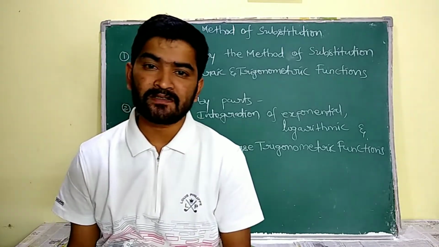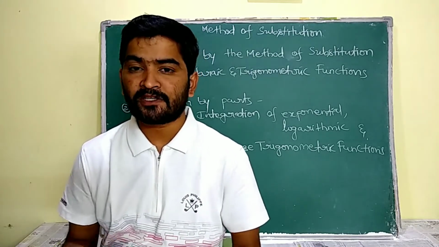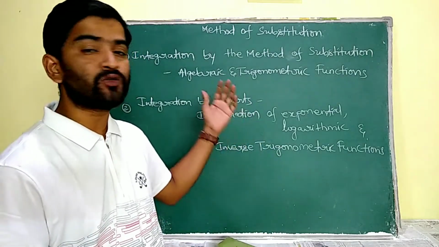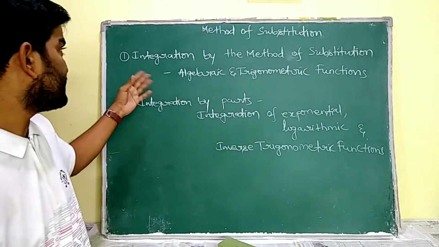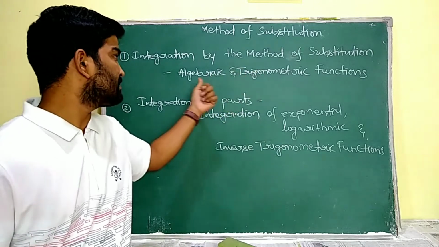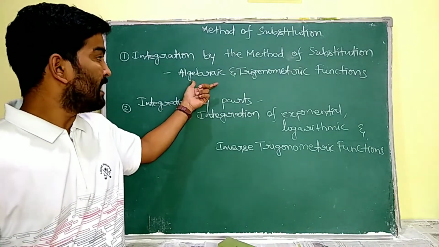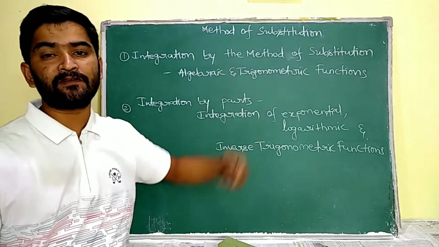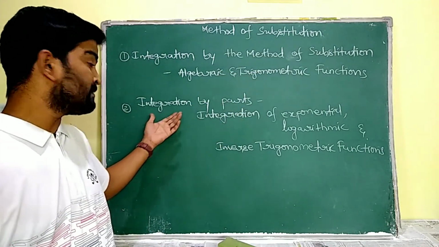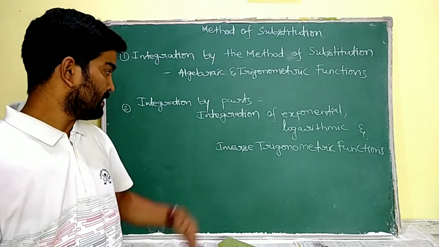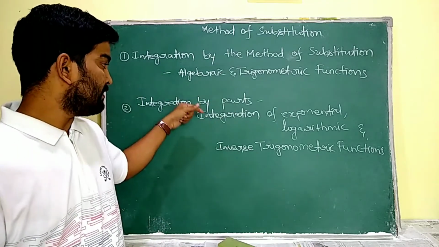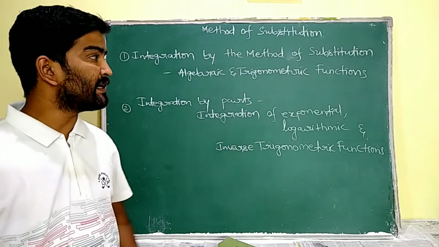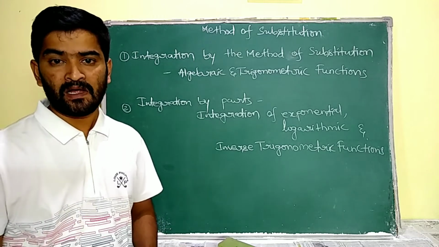Now here we are going to discuss integration by the method of substitution. This method is going to be discussed in two different sections. The first one is integration by the method of substitution of algebraic and trigonometric functions. Firstly we are going to discuss algebraic and trigonometric functions. Then after, we are going to discuss the same integrations by parts. In that section we are going to discuss integration of exponential, logarithmic and inverse trigonometric functions. Understand?